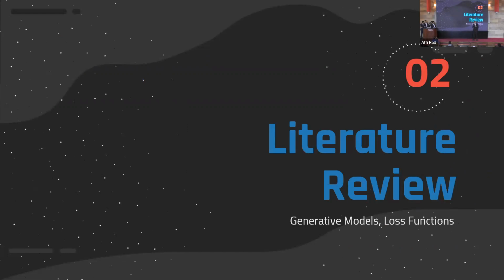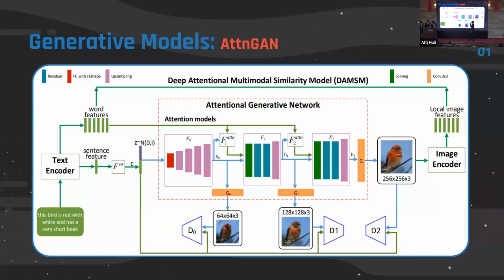So now we will move to the next section, which is basically a review of the current literature and the current generative models that exist, as well as loss functions that have been introduced before. The first one is the attention GAN, which is one of the earliest models in text-to-image generation. And there are three main takeaways from this model.